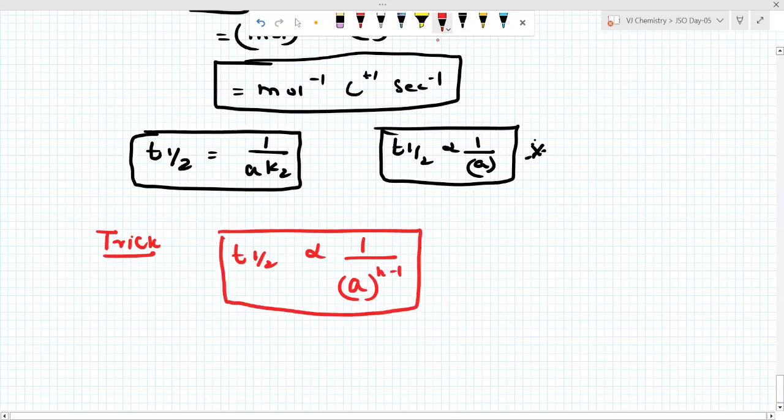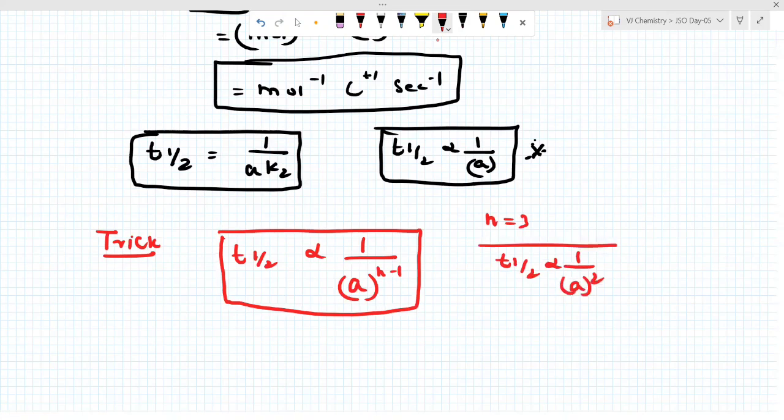Listen, put n value 0: n minus 1 is minus 1, so T half is directly proportional to A. Put n value 1: 1 minus 1 is 0, A power 0 is 1, so T half is independent. Put 2: 2 minus 1 is 1, so T half is inversely proportional to A. Now put n value 3: T half is 1 by A power 2. For third order, T half is inversely proportional to the square of the concentration of the reactant. This is very, very important.